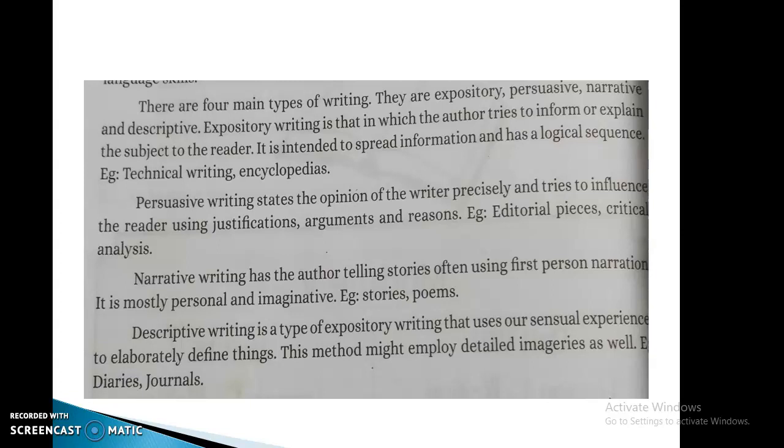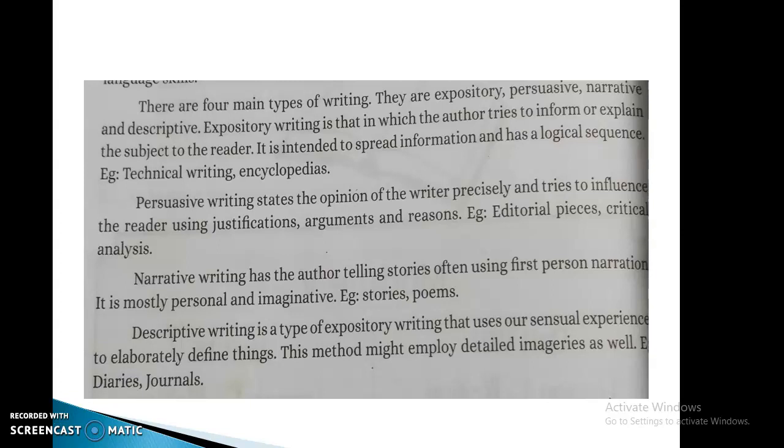It is intended to spread information and has a logical sequence. So the aim of expository writing is to spread information. And what about the sequence of writing? It is logical. And the examples are technical writing and encyclopedias. We know that in encyclopedias we get information and it is arranged in a logical sequence.